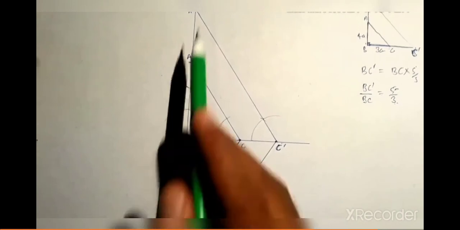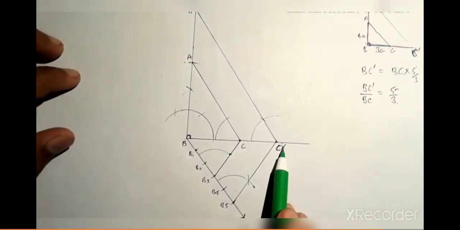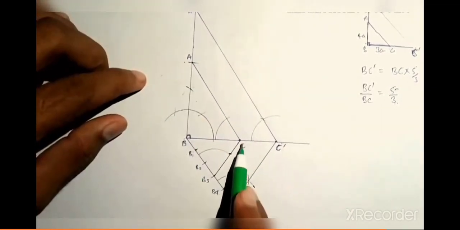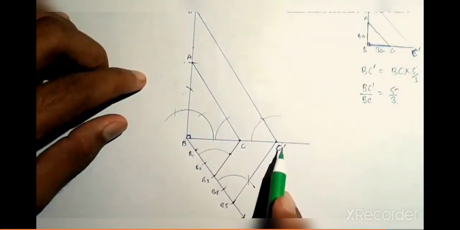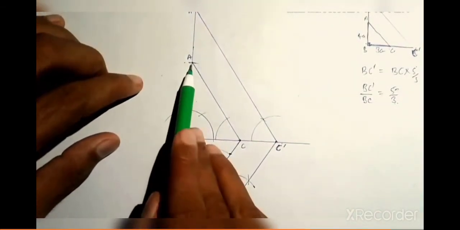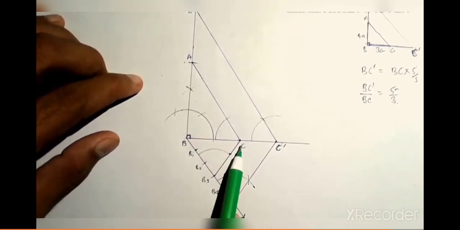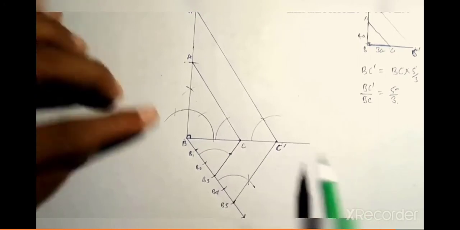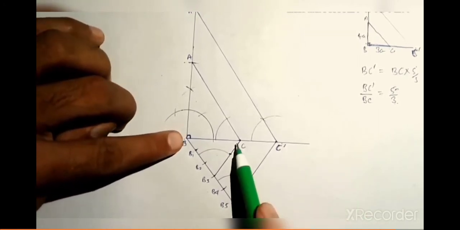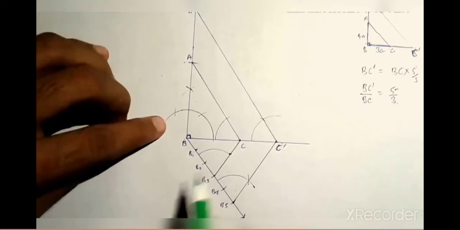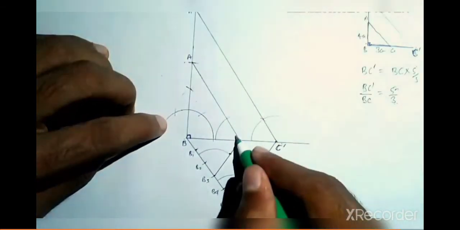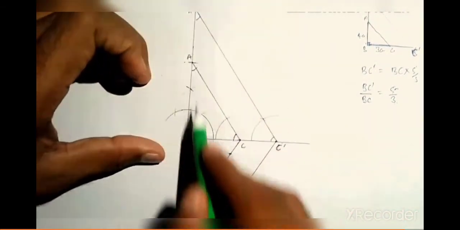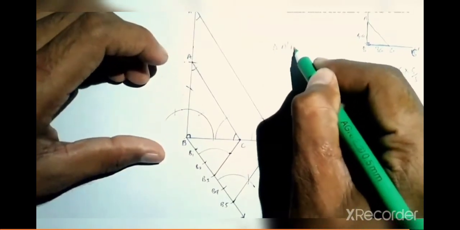So A dash B will be 5/3 of the AB. Same way BC dash also is 5/3 of the BC. So the triangle A dash B C dash is 5/3 of the ABC. BC will be 3 parts, which means CC dash will be 2 parts, totally 5 parts. The angles will be equal because the lines are parallel. Corresponding angles are equal. We can prove it.